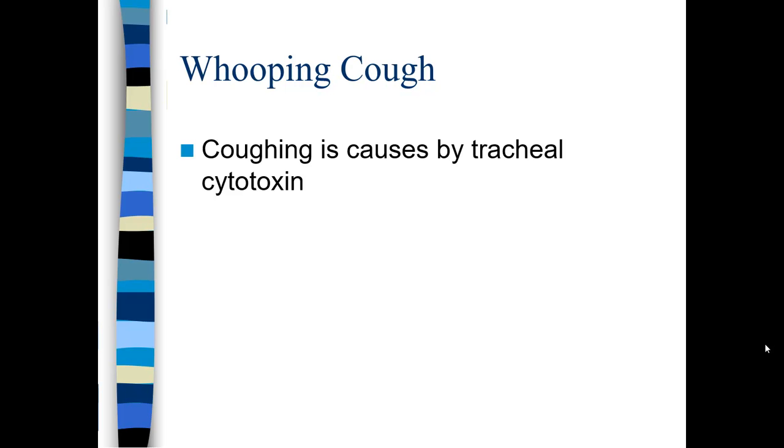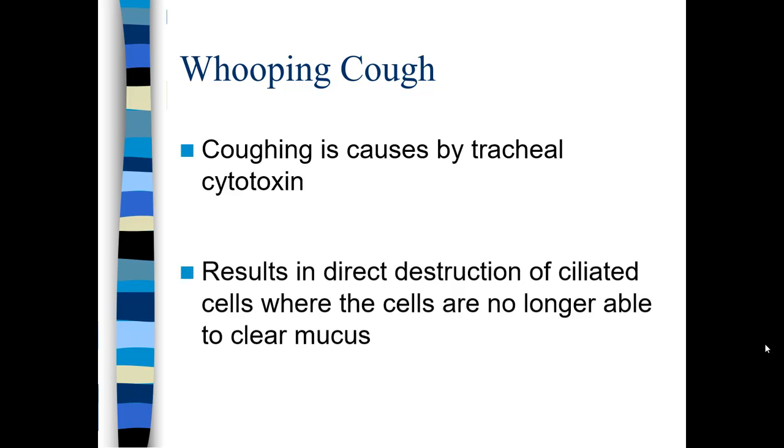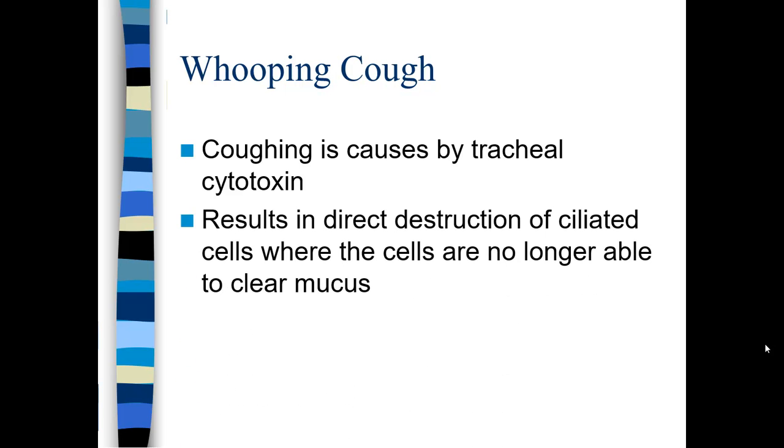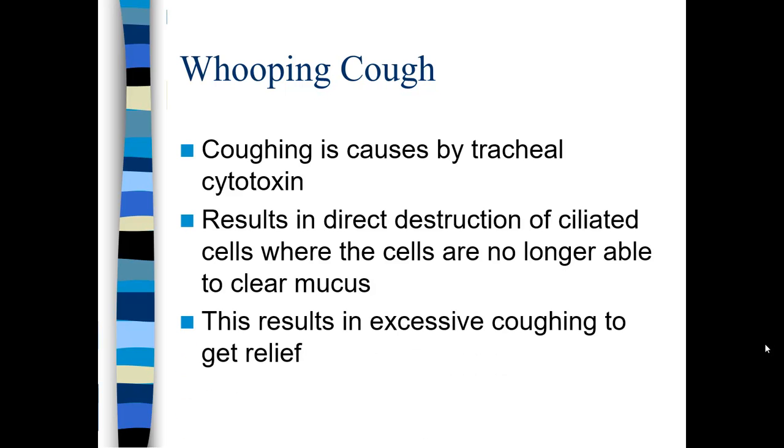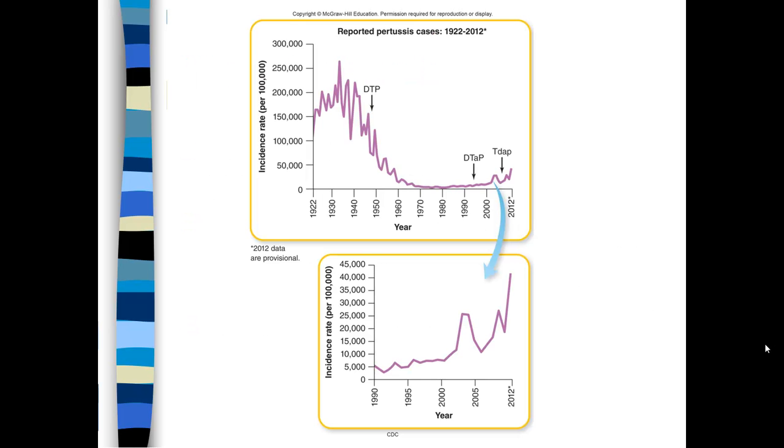Okay. And the coughing is caused by a cytotoxin that basically destroys ciliated cells. All of the epithelial cells in your respiratory tract are ciliated, and the cells are no longer able to clear mucus, so you just cough and cough and cough, and it's very unproductive and dysfunctional. You cough to get rid of the mucus, but the mucus is not coughed up. So you get excessive coughing to clear the mucus, the mucus is ineffective, and then the coughing continues. Okay.